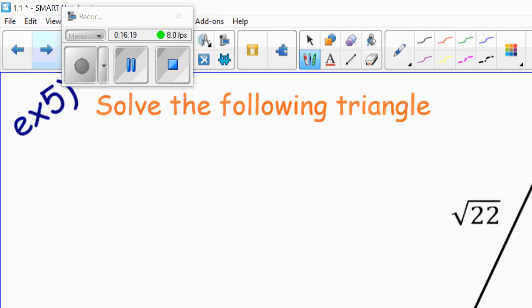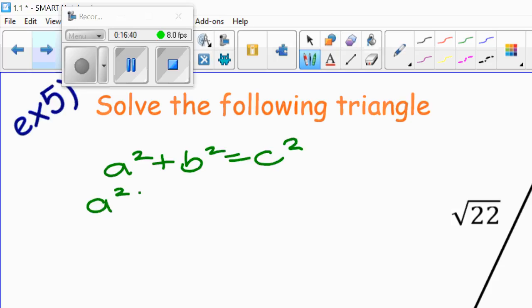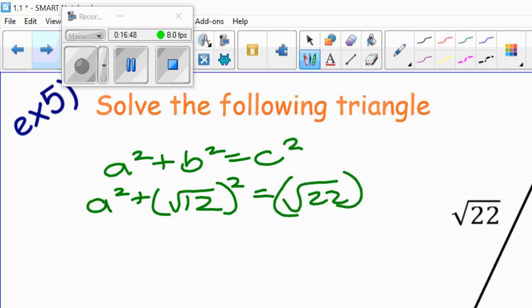Let's do a little bit of a different one. This throws people because there are square roots in it. Okay, we've got a missing side. What do you want to call it? A, B, or C? A. Don't call it C because we've got the hypotenuse. So I have A squared plus B squared equals C squared. So in our case, I have A squared plus the square root of 12 squared equals the square root of 22 squared.